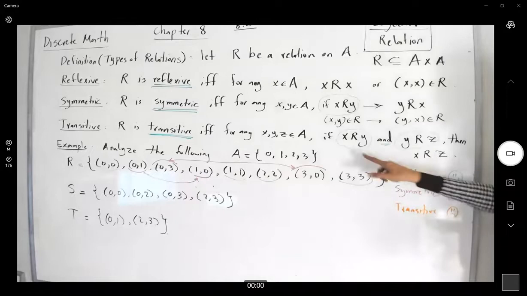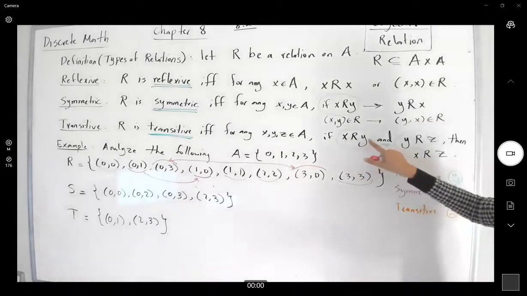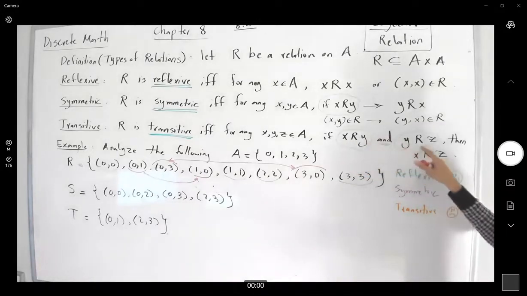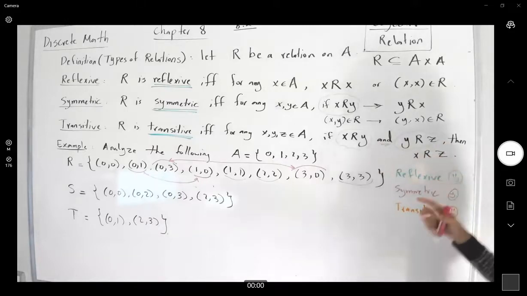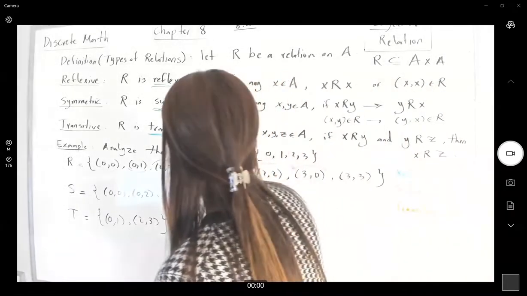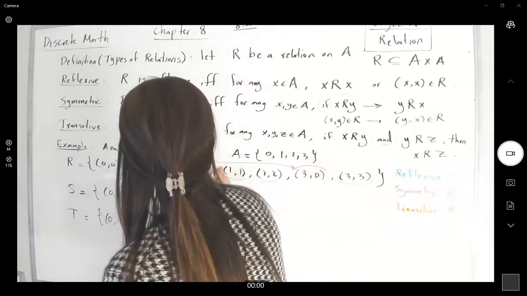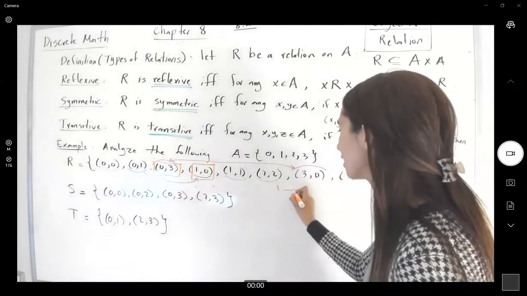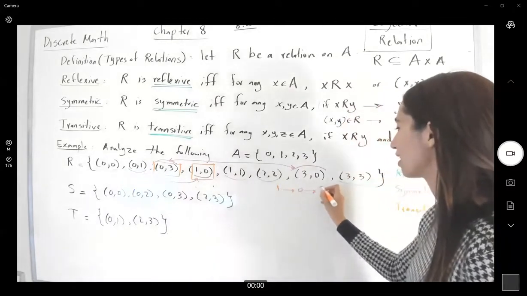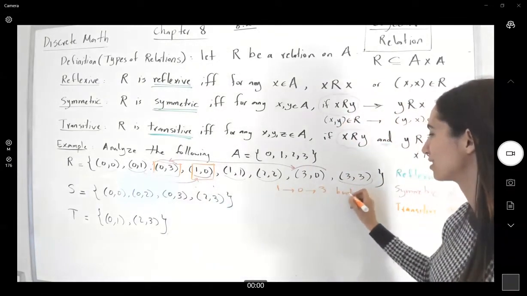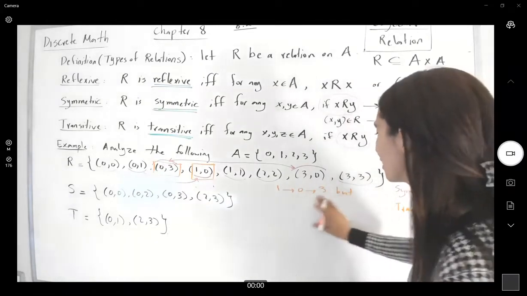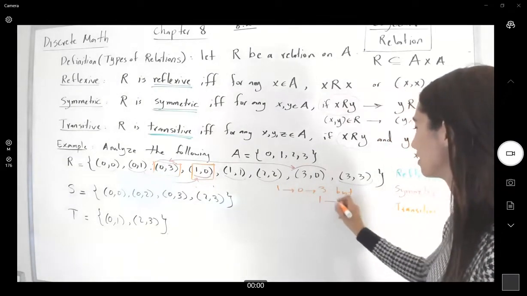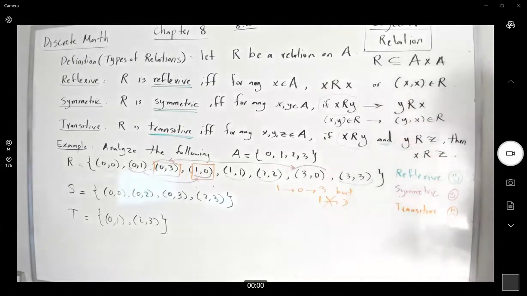Now, for being transitive, if x is in relation with y, and y is in relation with z, you need to be able to connect x to z. But we can find 2 points. What are those 2 points? One of them is (1,0). The other one is (0,3). 1 is connected to 0. 0 is connected to 3. But 1 is not connected to 3 in this relation. That's why it's not transitive.